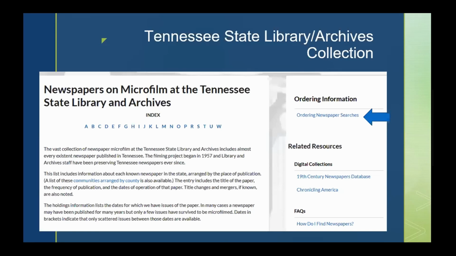And here's their website where they give information about that. They give a nice index showing which microfilms they do have for which places and what years and so forth. And then right over on the right-hand side of the screen there, by the arrow, is ordering newspaper searches. So this is where you would go if you need them to do a search in a newspaper for you.